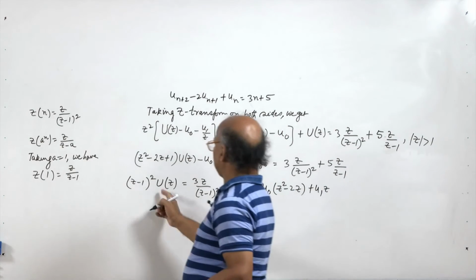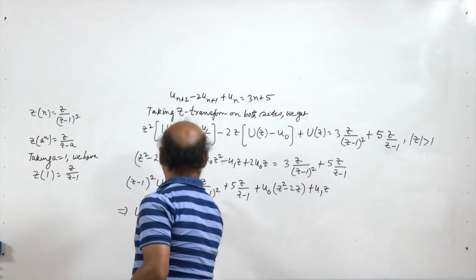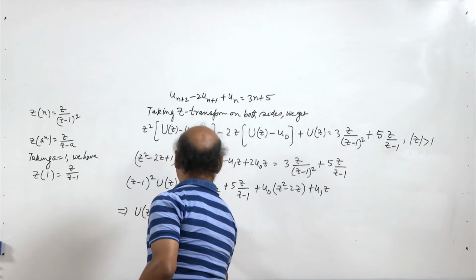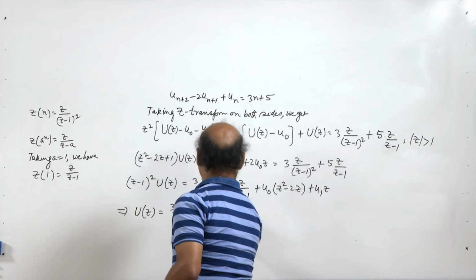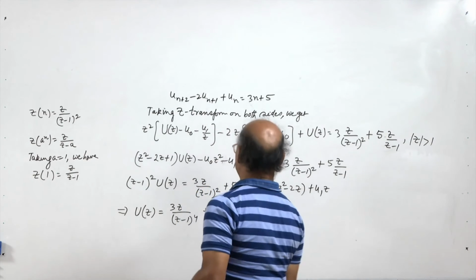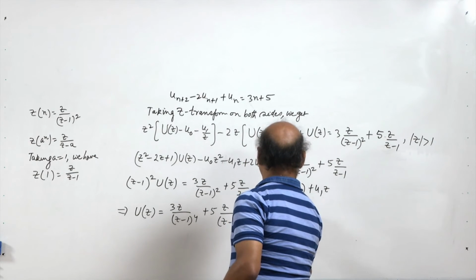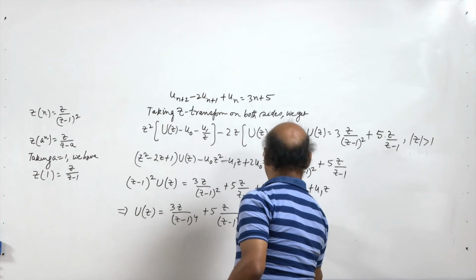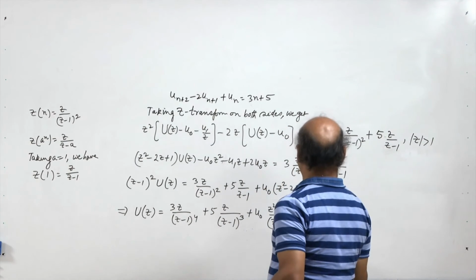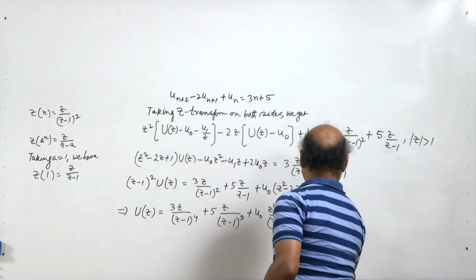Let us divide by (z minus 1) whole square to get Uz. So Uz is equal to 3z over (z minus 1) to the power 4 plus 5z over (z minus 1) to the power 3, then u0 times (z square minus 2z) divided by (z minus 1) whole square, and then u1 z over (z minus 1) whole square.